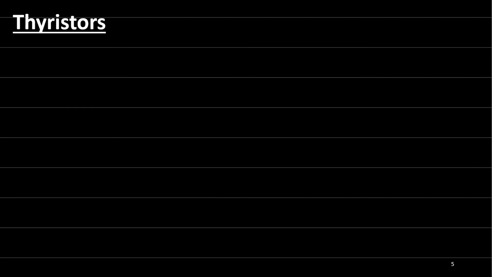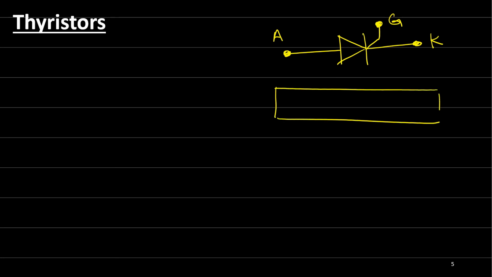Let's talk about the thyristor. The thyristor is a PN junction, and its symbol looks like this. It looks like a diode, but with a gate here for triggering, and here we have the anode and the cathode. And we said that the thyristor is a PN junction.